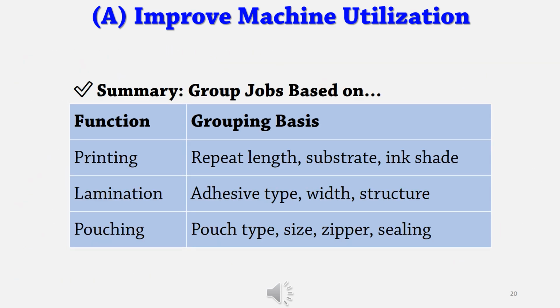Now let's summarize. Group jobs based on printing, where grouping basis will be repeat length, substrate, ink side, etc. In lamination function, the grouping basis will be adhesive type, width, and structure. In pouching process, the grouping basis will be pouch type, size, zipper, sealing, etc.